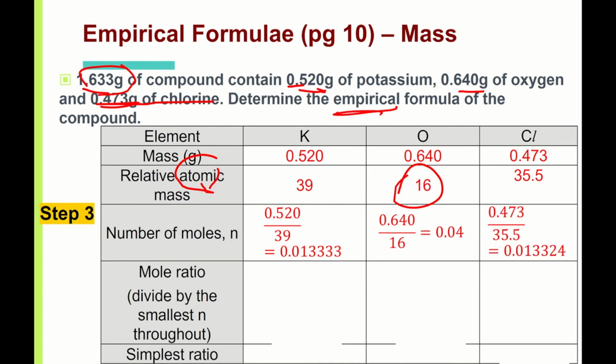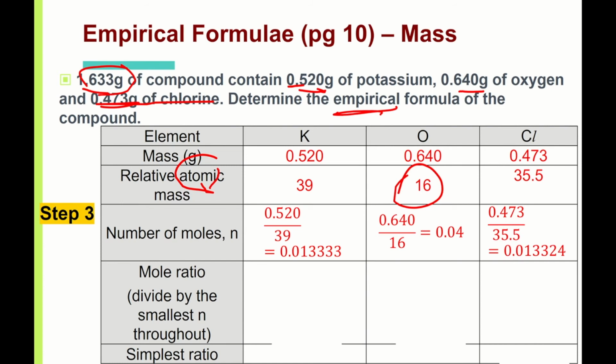After you've gotten all these, you need to find the mole ratio. Now, if you take a look at this example here, the mole ratio is not easy. It is no longer 10:2:10, where you just simplify to become 5:1:5. It's not that simple.